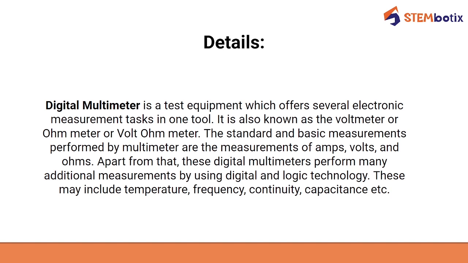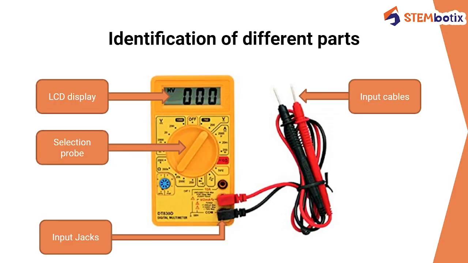Apart from that, digital multimeters perform many additional measurements by using digital and logic technology. So they are an improved version of analog meters. This may include temperature, frequency, continuity, capacitance, etc. So using this digital multimeter, you now can measure temperature, check frequencies, check the continuity, and also measure capacitance. These are the advantages of digital multimeter.